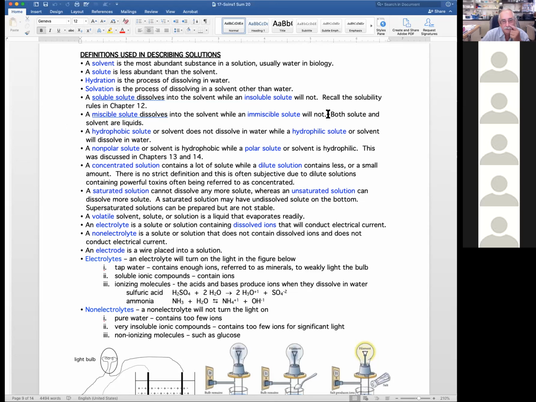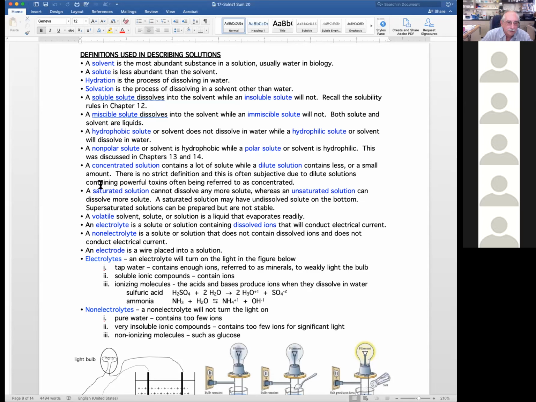Here's where both are liquids. So oil and water are immiscible. Alcohol and water are miscible. So hydrophobic solute does not dissolve in water, while hydrophilic solute will. Phobic means to hate, philic means to love. So a nonpolar solute is hydrophobic, while polar solvent or solute is hydrophilic.